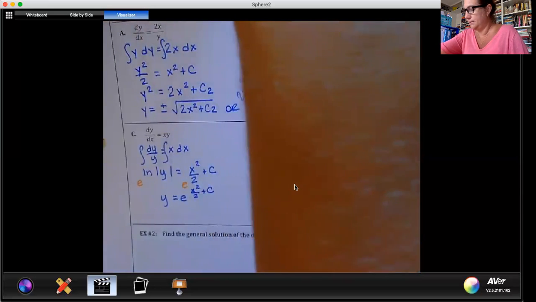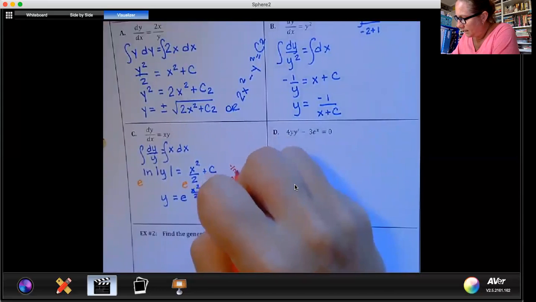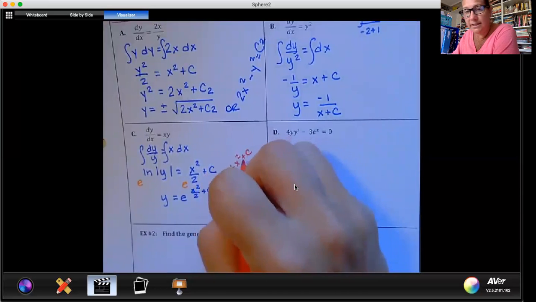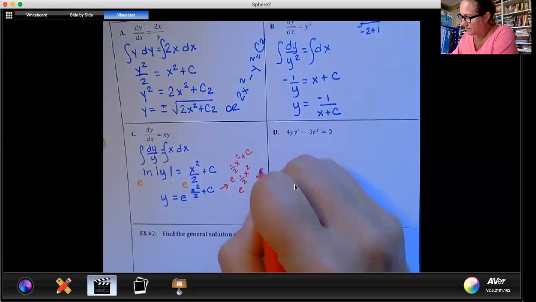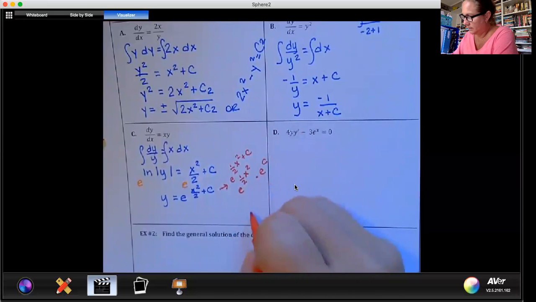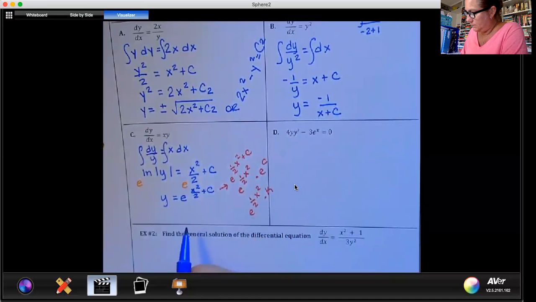Here's another side note. E to the 1/2 x squared plus c. Addition implies multiplication when you're dealing with exponents. This is the same as e to the 1/2 x squared times e to the c power. So e to the c, we can say that that value is k. So y equals k e to the 1/2 x squared. Okay, k would come out front here.